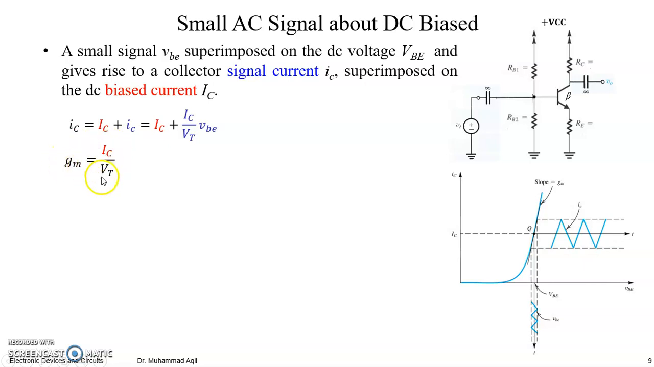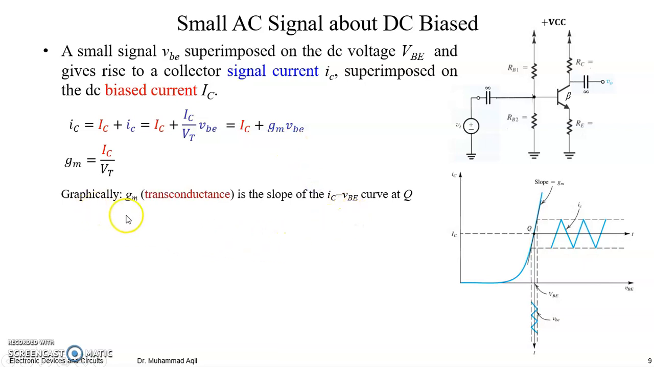V is equal to 1 upon GM into I, right? So this would be called the transconductance of this transistor, and its value depends purely on your bias current, right? So we can rewrite this equation as IC plus GM VBE. Instead of IC by VT, we can write GM.